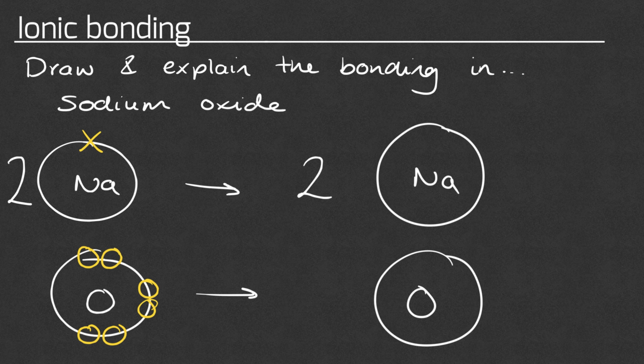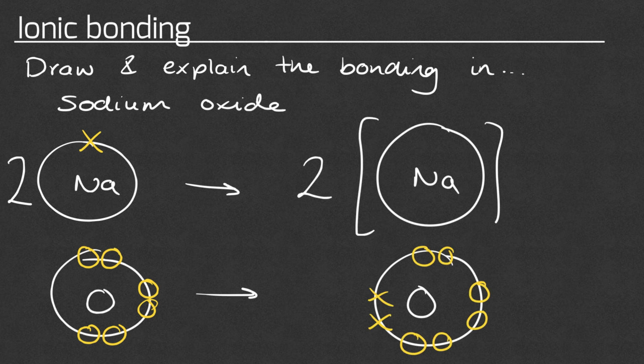We'll then draw an after picture, making sure the big number 2 gets copied across. And we'll add in our outer electrons and our charges. So 2 sodiums have each lost 1 electron. So therefore, the sodiums will have a positive charge because they've each just lost 1. Oxygen has gained 2 electrons, so it will have a 2 negative charge.